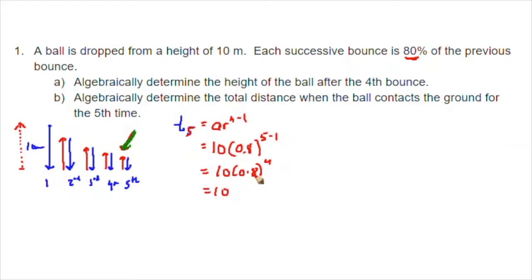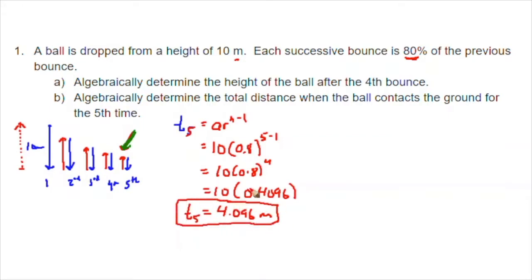Let's see what 0.8 to the exponent 4 is. I believe it's 0.4096. And that times 10 is 4.096. And we're in units of meters. So we can say that T5, this is the height after the fourth bounce.